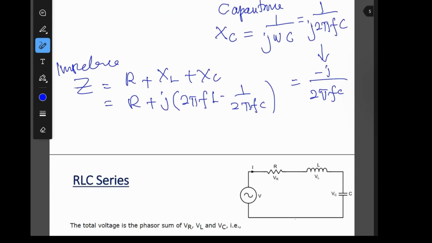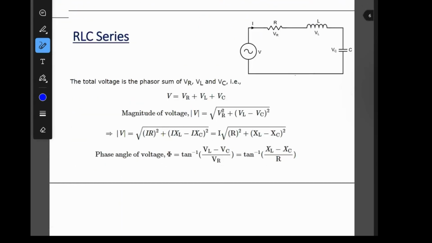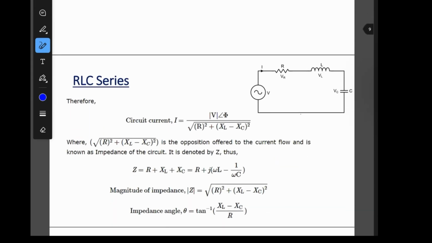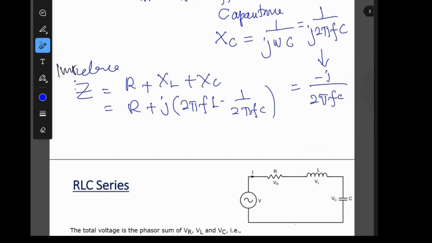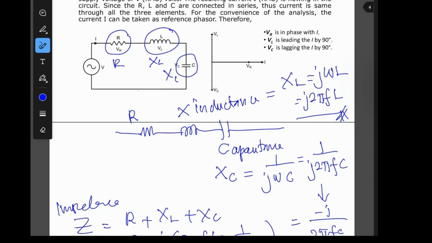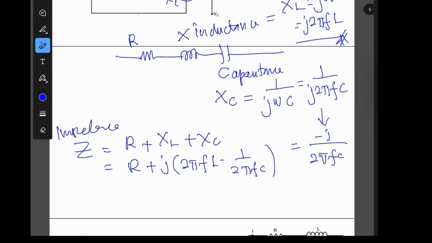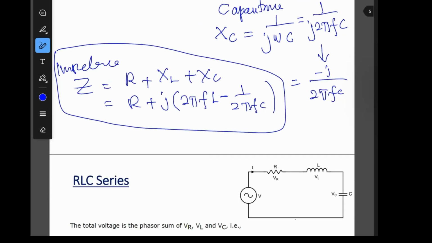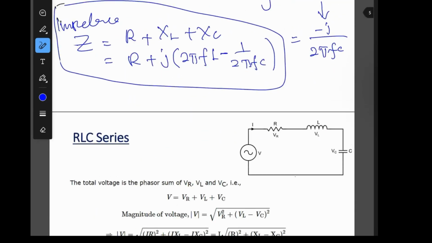Okay, that one is for voltage. We go for impedance first. Okay, no problem. Any question in terms of impedance? So this is what we call the impedance Z of the RLC series. No question? Okay, next we go for voltage.